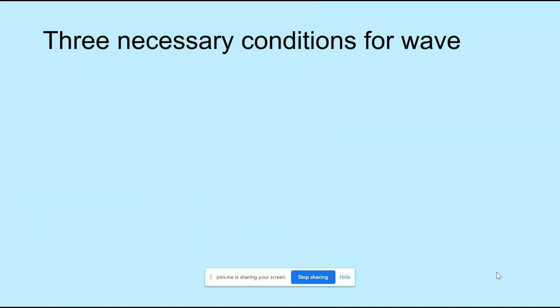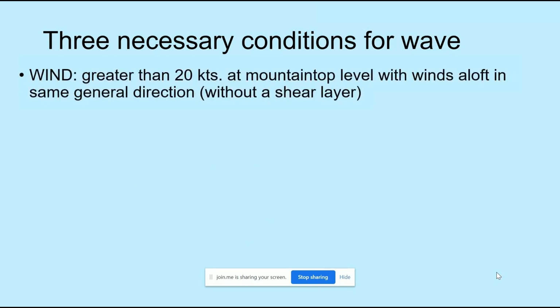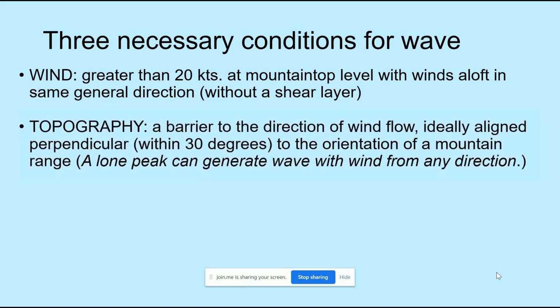So some of this might be, of course, a review for the professional meteorologist, but necessary conditions for wave to form. Obviously, we need some winds aloft that are pretty strong, generally 20 knots or stronger at mountaintop level, and in the same general direction, without a layer above that that's a completely different direction that would create wind shear and shape up the top of the wave.